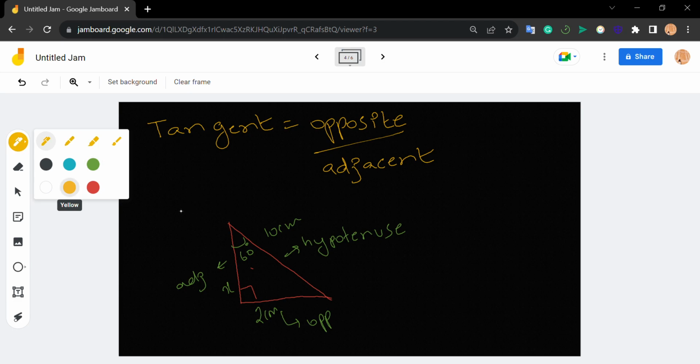So what do we know? We know tan's value, which is 60 degrees. We know this. Do we know the opposite side's value? Yes, we do. It's 2 centimeters. Do we know adjacent? No, we do not know adjacent. So this is what we need to find.